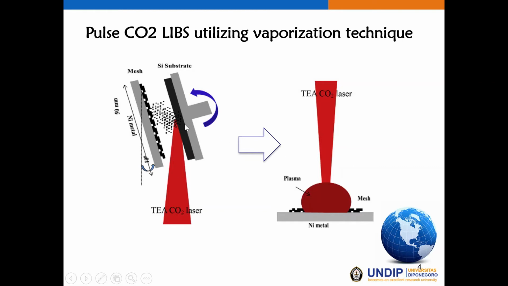In the vaporization technique, two sheets of platinum metal mesh were tightly attached on a nickel metal plate. The mesh was then placed at 10 millimeters in front of the silicon wafer. This is a silicon wafer containing impurity or trace metal on its surface. A pulsed CO2 laser was then directly bombarded on the silicon wafer by defocusing the pulsed CO2 laser using a zinc selenide lens.